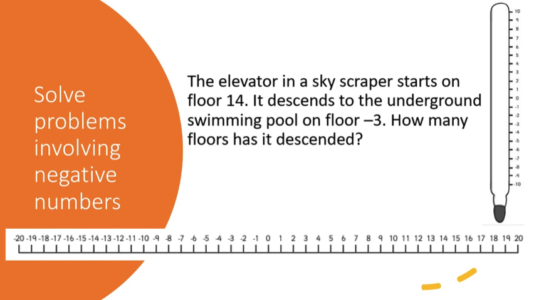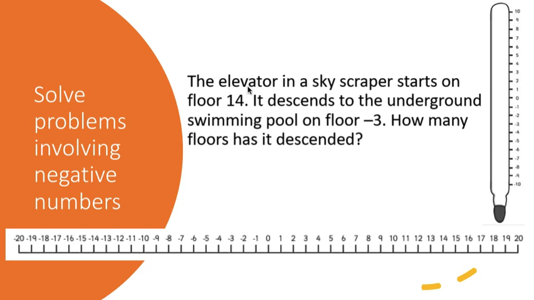Okay, I think this is our last question together. Let's have a look. The elevator in a skyscraper starts on floor 14. It descends to the underground swimming pool on -3. How many floors has it descended?